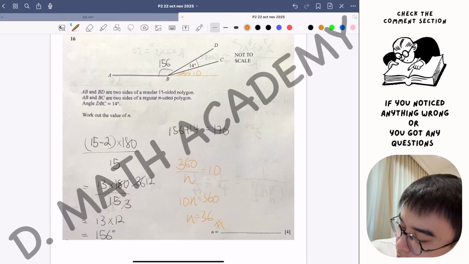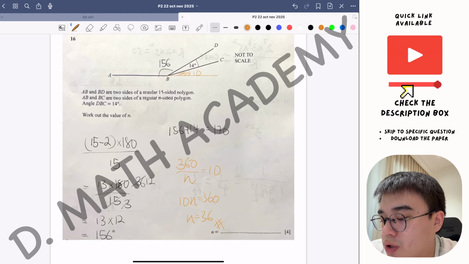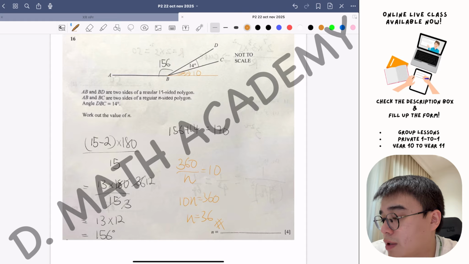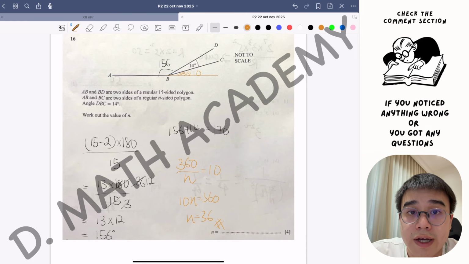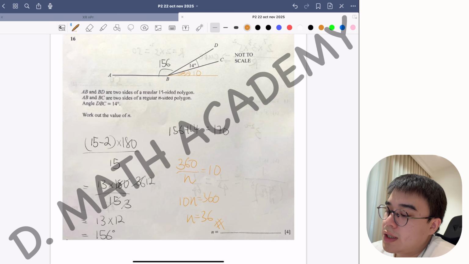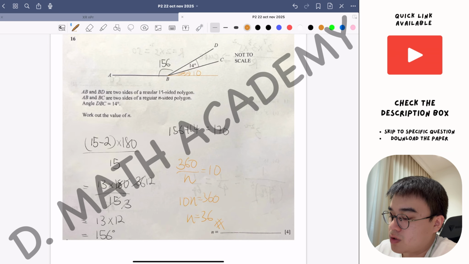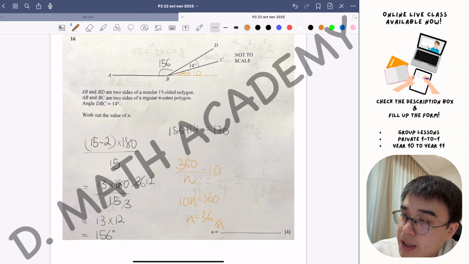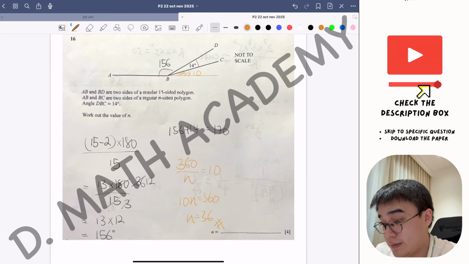And I'm pretty sure that there are other ways to find it, but at first glance, this is what I thought of. 15 minus 2 times 180, work it out, you found out that ABD is 156. Combine it with the 14 that you have there to form 170. And then instead of using the interior angle formula again, I decided to just use my exterior angle. Okay, so from there, I secured my answer, and it will be 36.